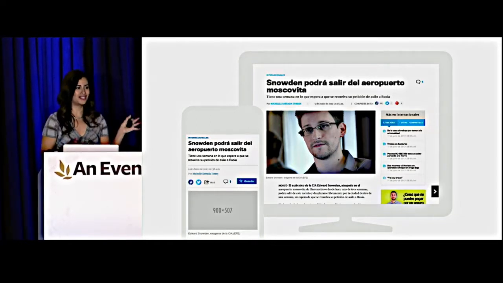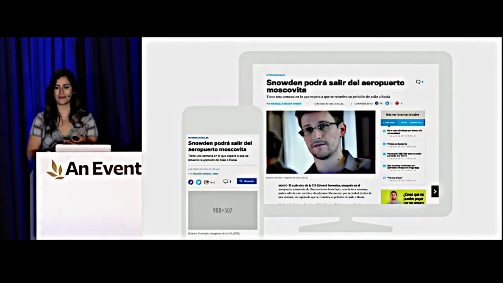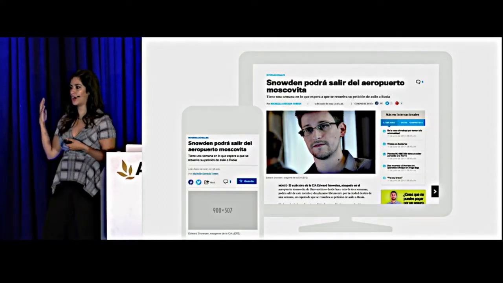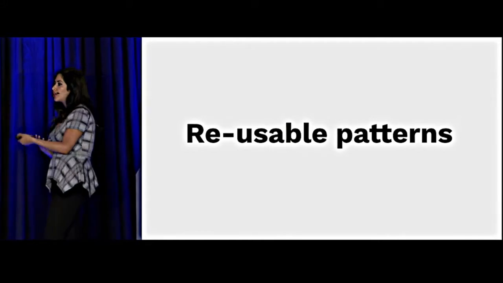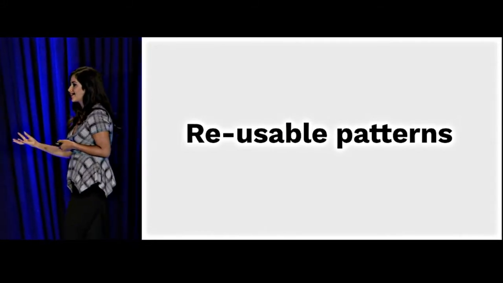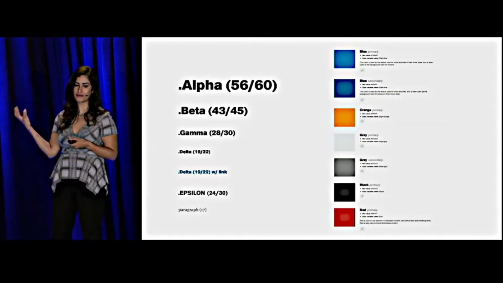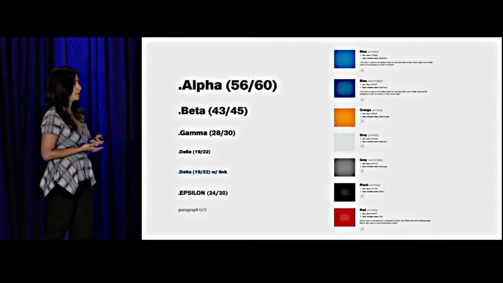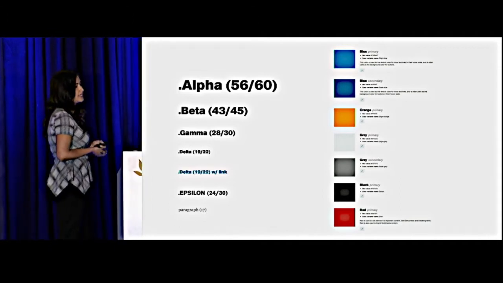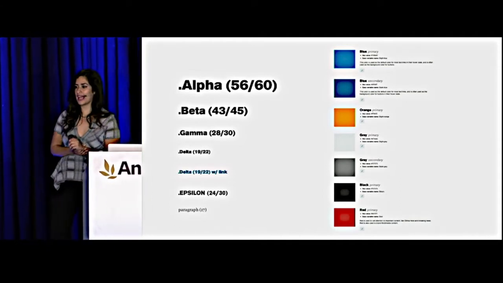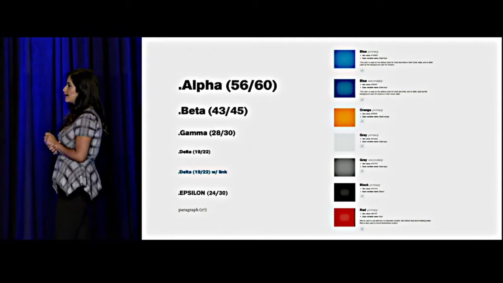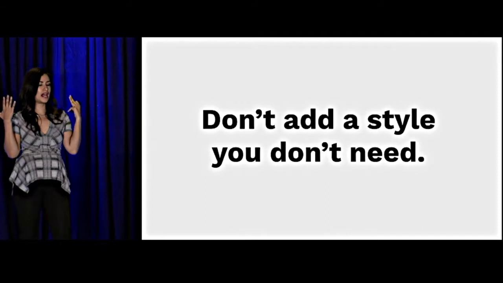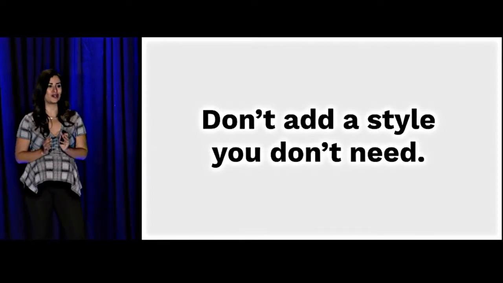And I think this is fine to just do some exploration. But what I did after that, after we talked to the clients and got buy-in on the direction, was to start to extract the reusable patterns in the design. And from what I'd done, I set a type scale that was really minimal and purposeful, and I set my color palette. And while I was working, with this mindset that I was going to design modularly, I kind of kept in my head, don't add a style you don't need.